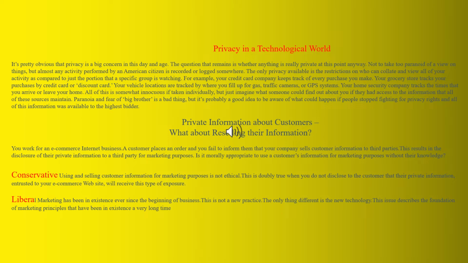Liberal: marketing has been in existence ever since the beginning of business. This is not a new practice. The only thing different is the new technology. The issue describes the foundation of marketing principles that have been in existence a very long time.